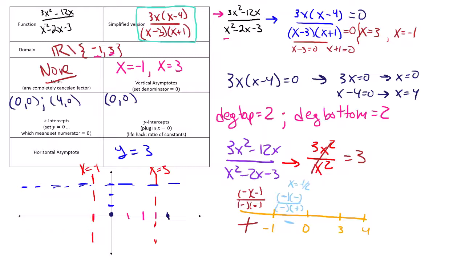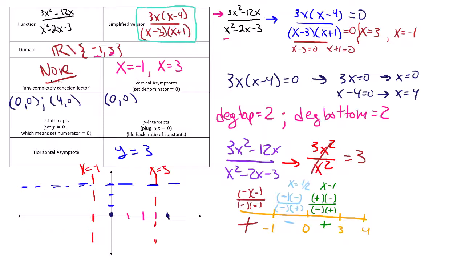If I plug in something between 0 and 3, like I'm thinking 1, 3 times 1 is positive. 1 minus 4 is negative. 1 minus 3 is negative. And 1 plus 1 is positive. So I have 2 negatives, so my function is positive.